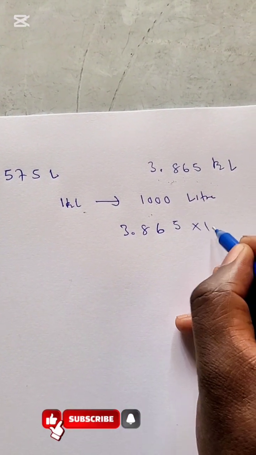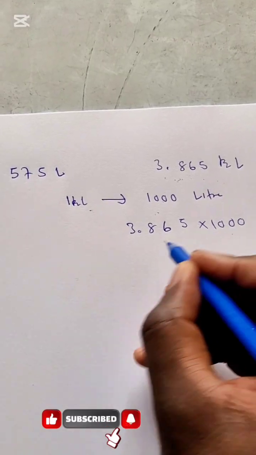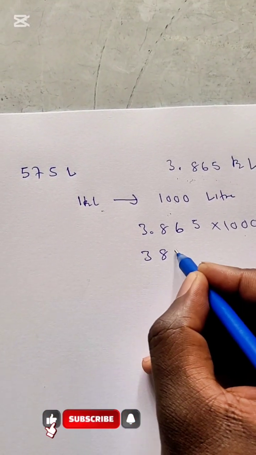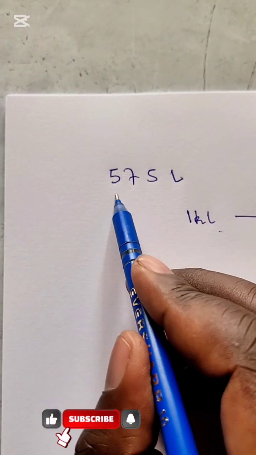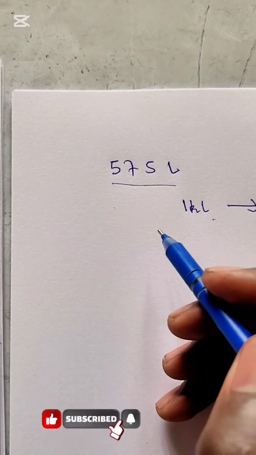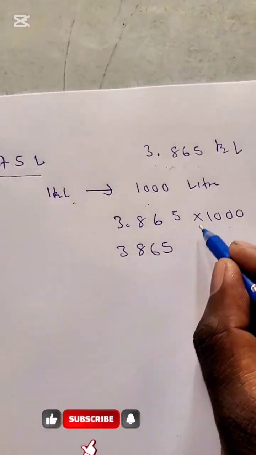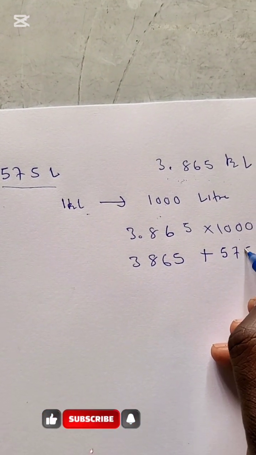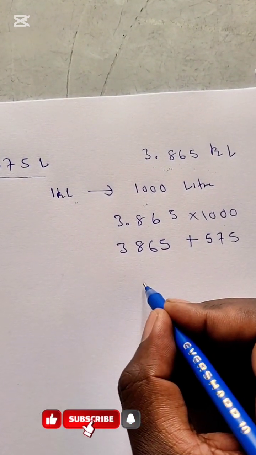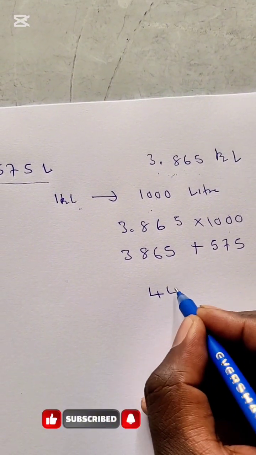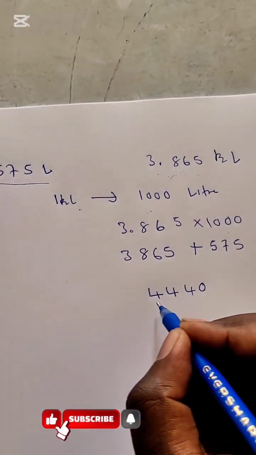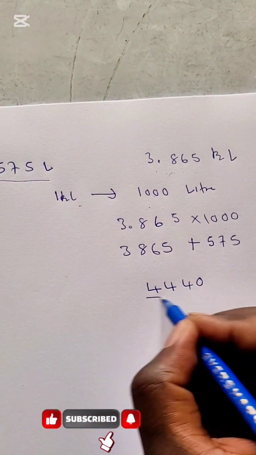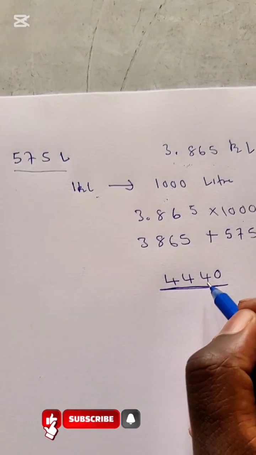5 multiplied by 1000, we get 3865. Then we are going to add 575 liters to get the full capacity of the tank. So 3865 plus 575 gives 4440. That's the capacity of the tank when full.